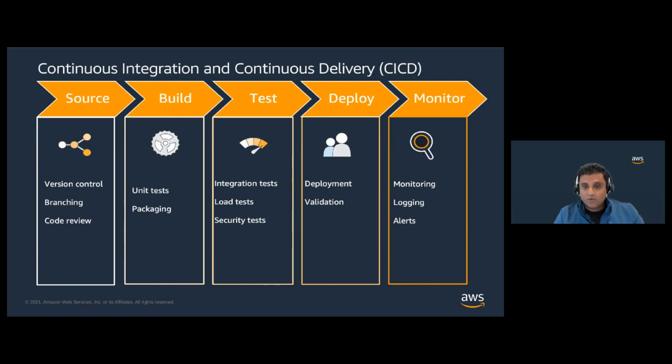In the monitoring stage, production and staging environments are actively monitored using services such as Amazon CloudWatch and X-Ray. And alerts are generated using services such as SNS, Simple Notification Service, and SES, which is Simple Email Service.